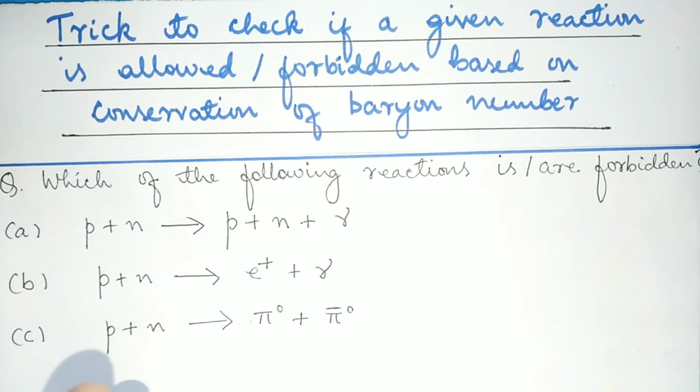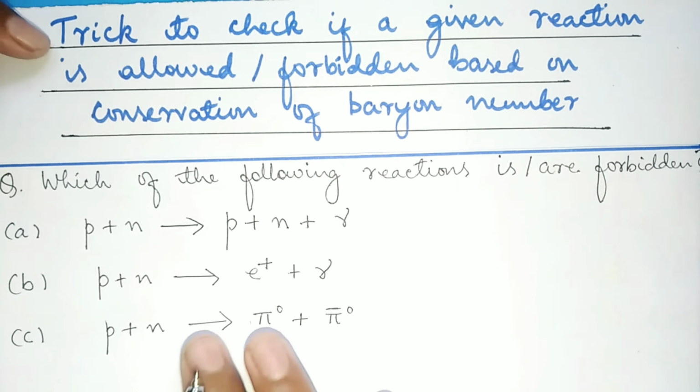In today's video, I'm going to teach you an amazing trick on how to check if a given reaction is allowed or forbidden based on the conservation of baryon number. But before that, you have to know what this baryon number or baryonic charge is. This is the additive quantum number. And here we have three values of baryonic charge.